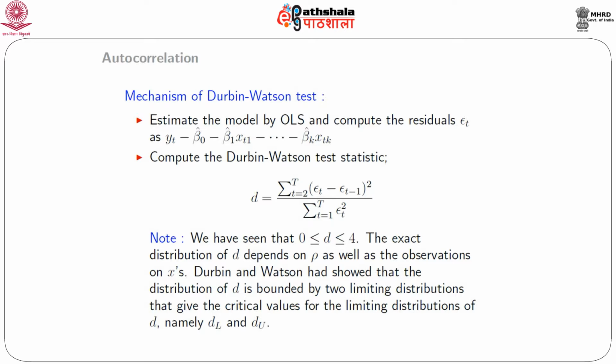The exact distribution of the test statistic d depends on rho as well as the observations on our predictor variable x's. So, Durbin and Watson showed that the distribution of d is bounded by two limiting distributions that give the critical values for the limiting distribution of d, and they are denoted by dl and du. If the reader is interested, you can look it up: there is a table which gives us the values of dl and du for different levels of significance and for different sample sizes.